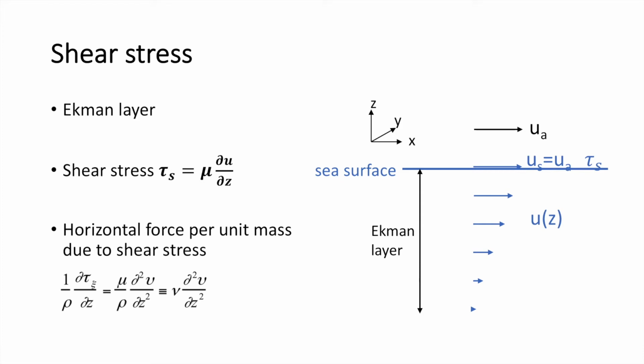If the ocean is divided vertically into thin layers, the shear stress on each layer is proportional to the coefficient of viscosity as well as the gradient of velocity. The horizontal force per unit mass due to this shear stress gradient is proportional to the coefficient of kinematic viscosity.